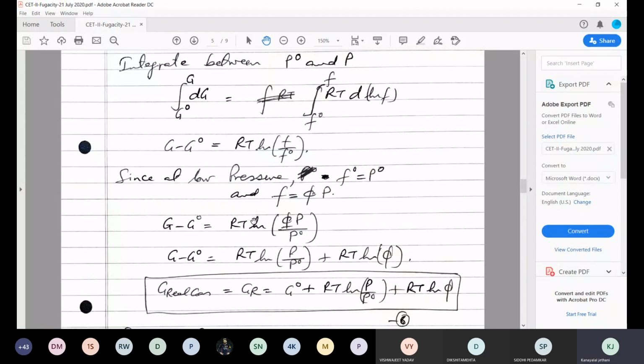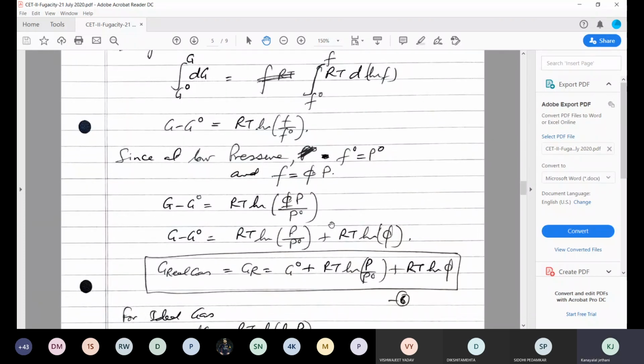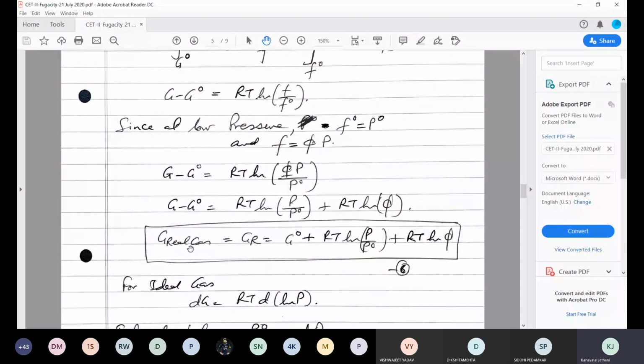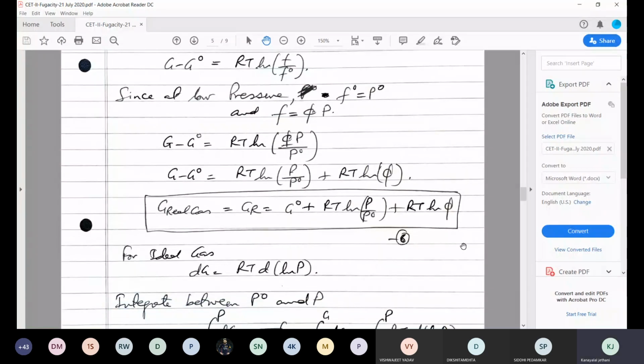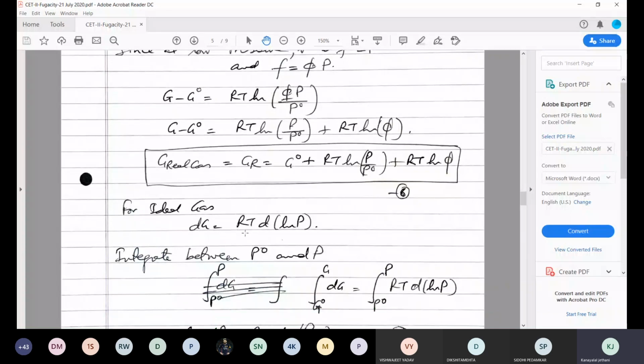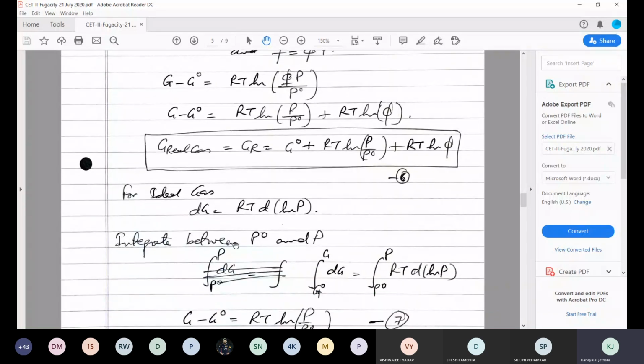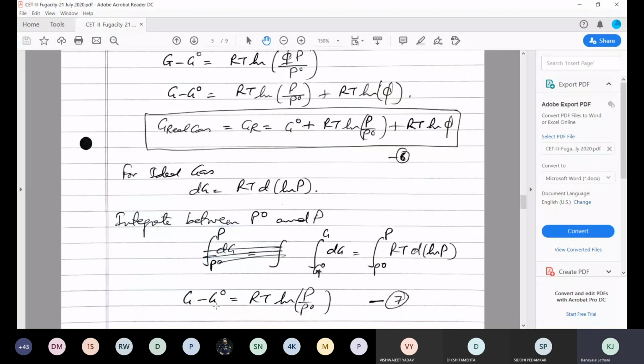So if we put this F in the equation, RT ln F is equal to phi into P, and F0 is equal to P0. Right? So we can write this as RT ln P by P0, we separated phi, plus RT ln phi. This is simple algebra. So we are saying the G for real gas is equal to G0, brought to the right hand side, plus RT ln P by P0 plus RT ln phi. Now if we take dG for ideal gas equal to RT d ln P and again integrate from P0 to P, what we get is G minus G0 is equal to RT ln P by P0.